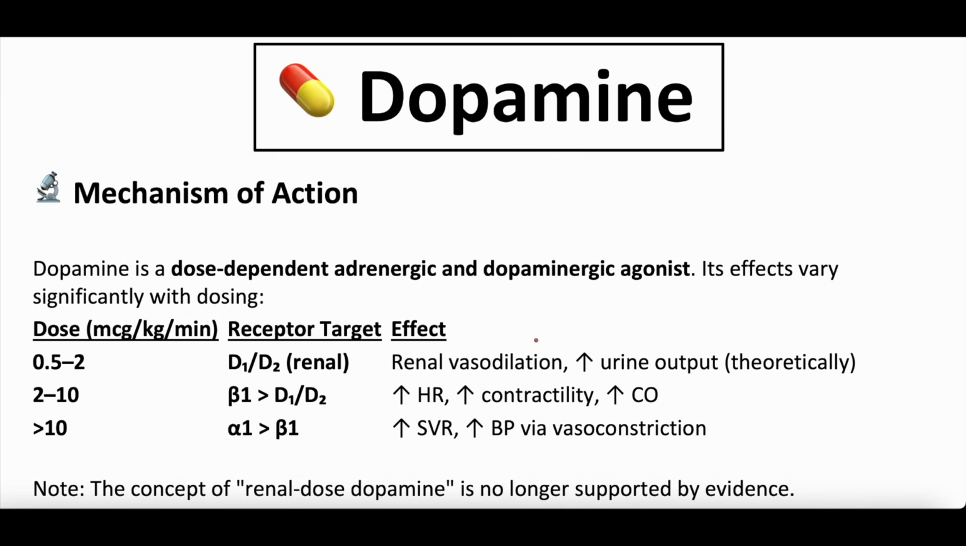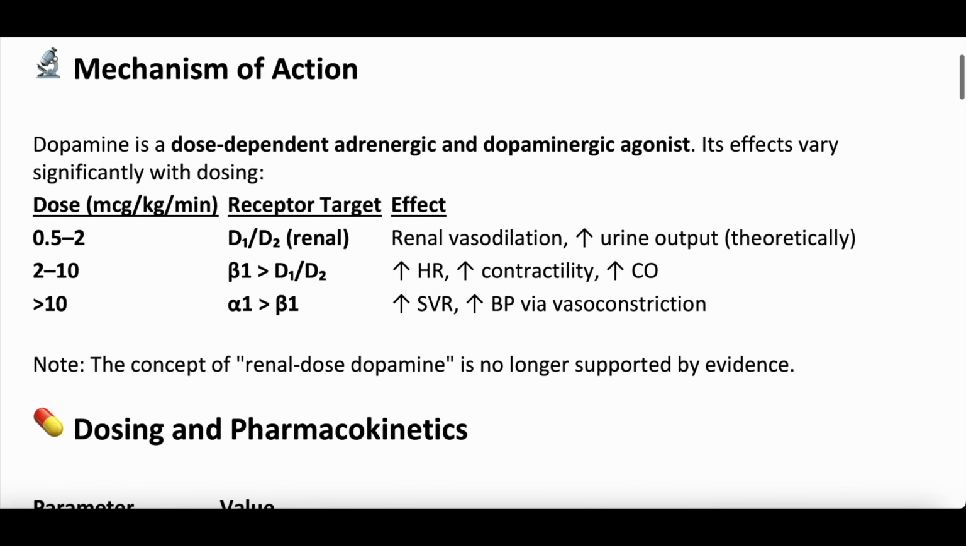Dive into dopamine. So starting with mechanism of action, how does dopamine work? Well, dopamine is a dose-dependent adrenergic and dopaminergic agonist. Lots of big words here. So dose-dependent, that one's obvious. Different doses cause different things to happen.